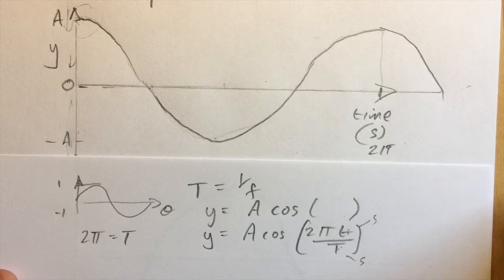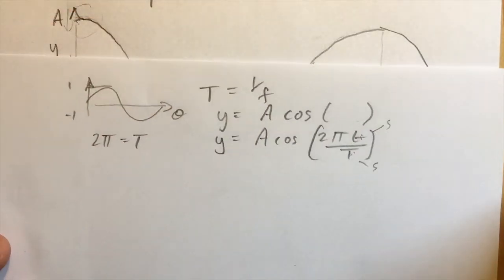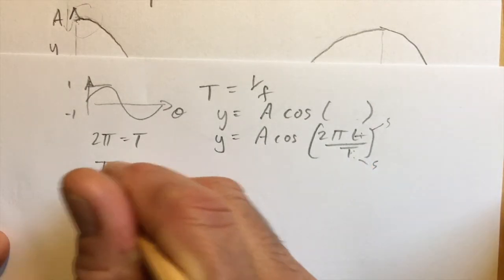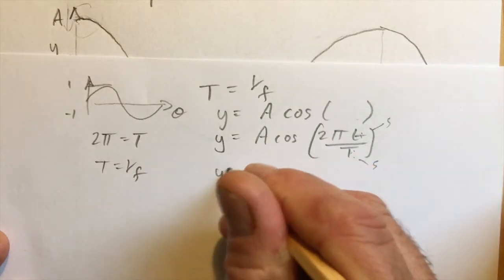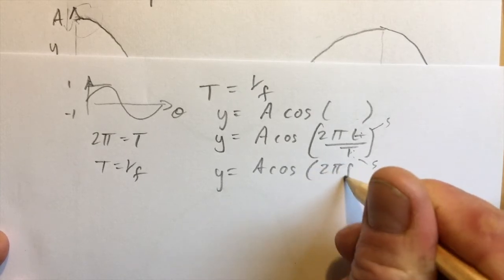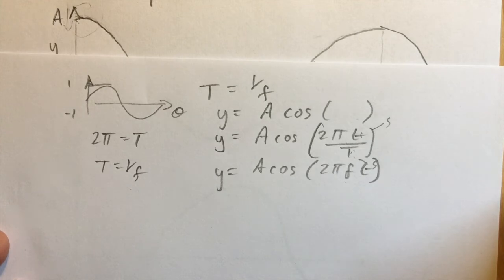So there's various other things that are used here. We also could replace T by 1 over frequency, so you could have y equals A cos 2 pi f t, because instead of dividing by time we're multiplying by frequency.